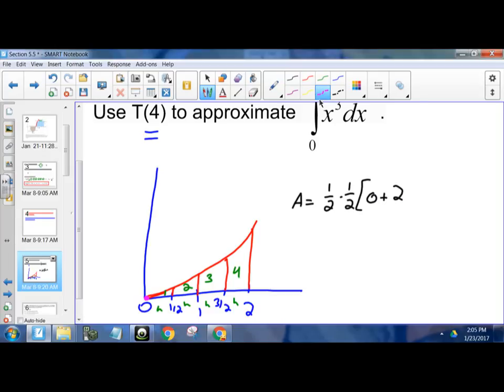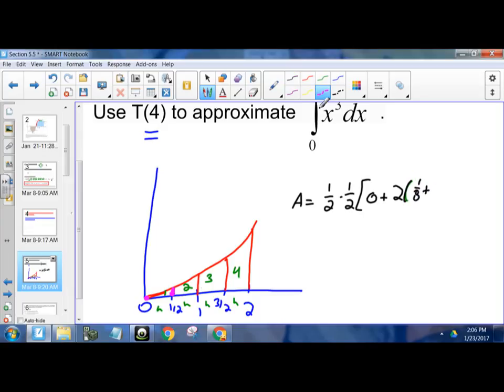Now we're going to start doubling, because this distance right here, which is going to be my B2, is the right base of my trapezoid 1, but it's also the left base of my trapezoid 2, so it's included twice. Now, what is the value? Well, it's 1/2 plugged into the function x cubed, so it would be 1/2 cubed, which is just 1/8.